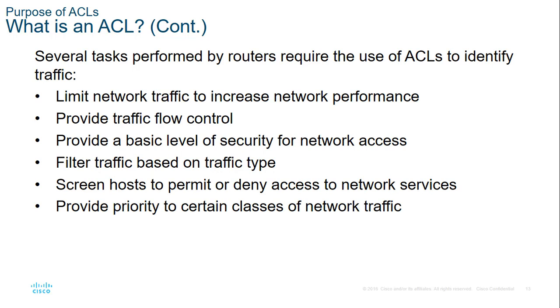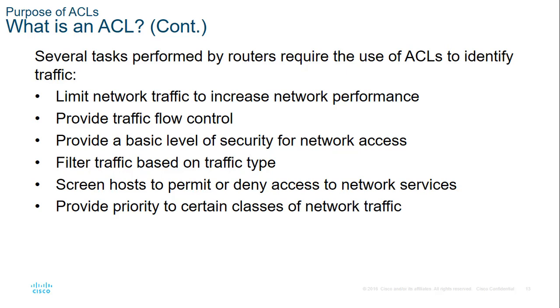So here's really how it works. The task would be to limit the network traffic to increase network performance. For example, corporate policy prohibits video traffic on the network to reduce the network load. Then a policy can be enforced using ACLs to block the video traffic. Perhaps we want to provide traffic flow control. An example of that would be a corporate policy that requires that the routing protocol traffic be limited to certain links only. The policy can then be implemented using ACLs to restrict the delivery of routing updates to only those that come from a known source.